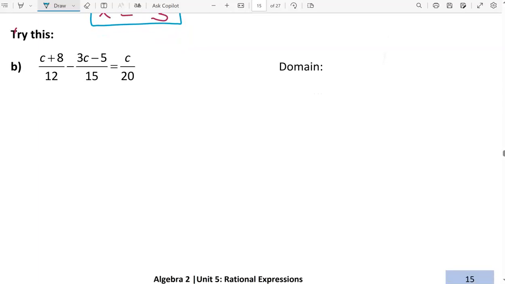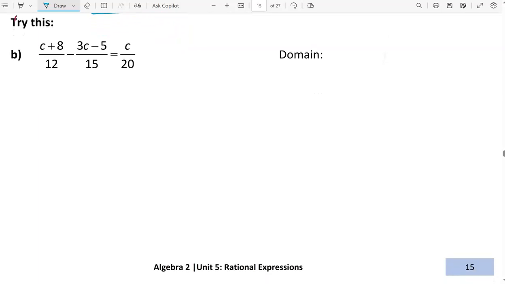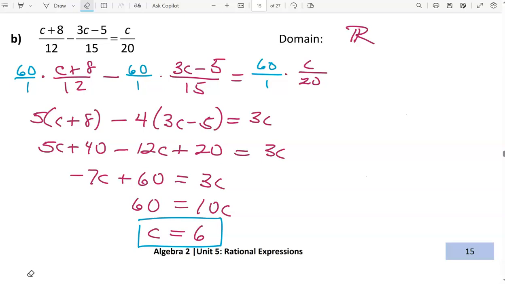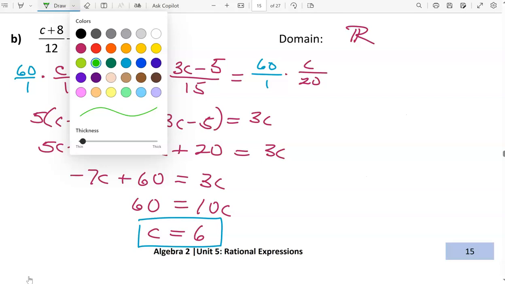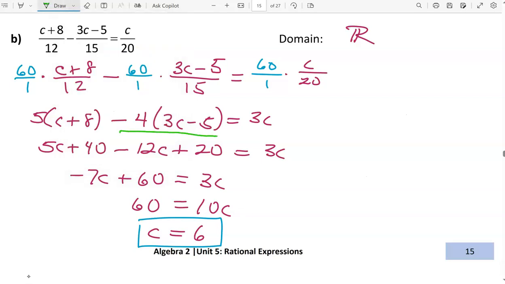Here's one for you to try. Pause the video while you try this one. All right, this one again has a domain of all real numbers, and our least common denominator is 60. Multiplying through by that, be especially careful right here where we have to distribute a negative. So that's going to be negative 12c plus 20. That's probably going to be our most common source of error.